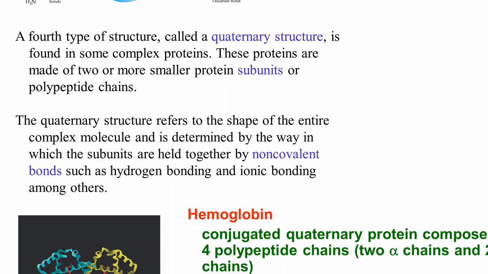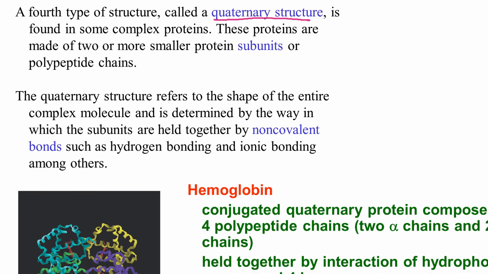Now, the fourth type of structure is called a quaternary structure. And quaternary structure is not found in all proteins. That's only found in some of the more complex proteins. The quaternary structure is the result of two or more smaller proteins that are held together by interactions. So these types of proteins are, again, made of two or more smaller protein subunits, as they call them.